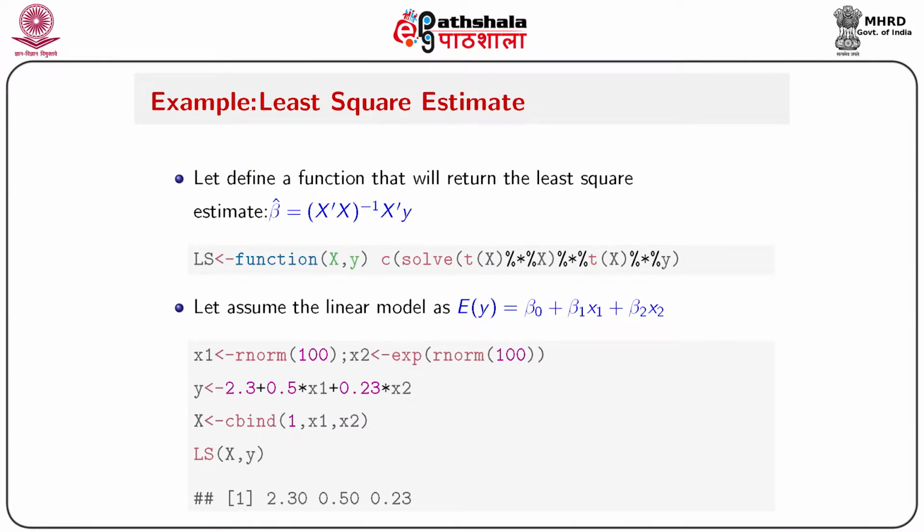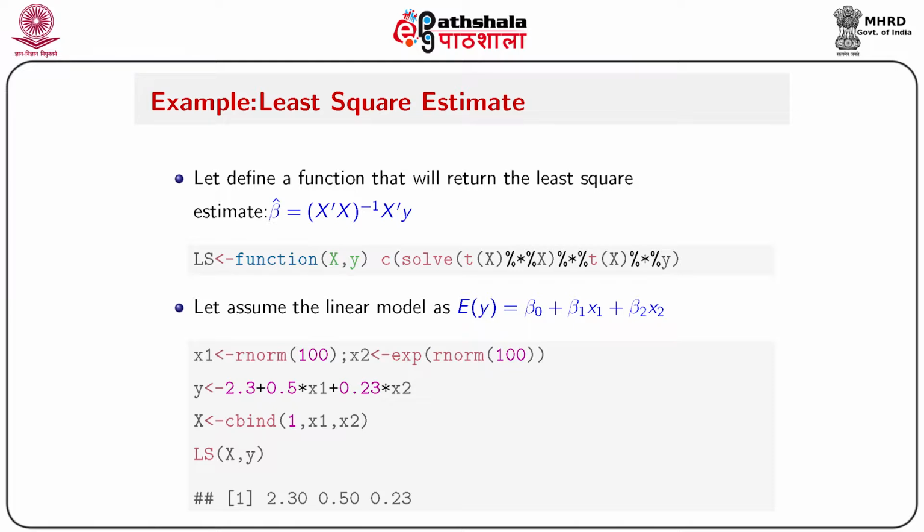The second example, let's define a function that will return the least square estimate beta hat, that is X prime X inverse into X prime y. So the function name that I am defining is, say, ls. The passed values, the arguments, are x and y. The first argument is the design matrix and the second argument is the outcome, the response.